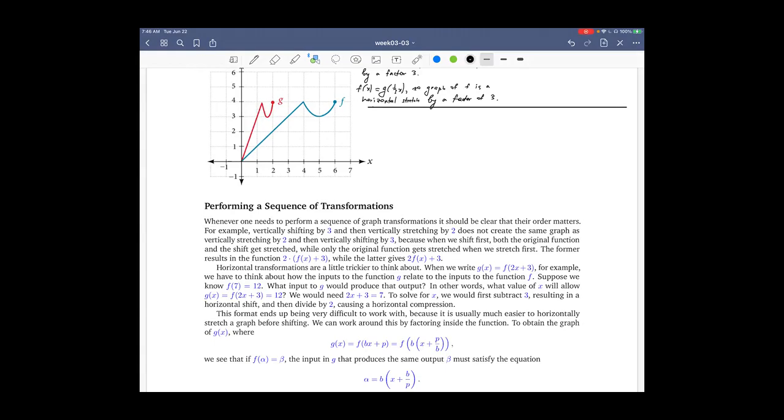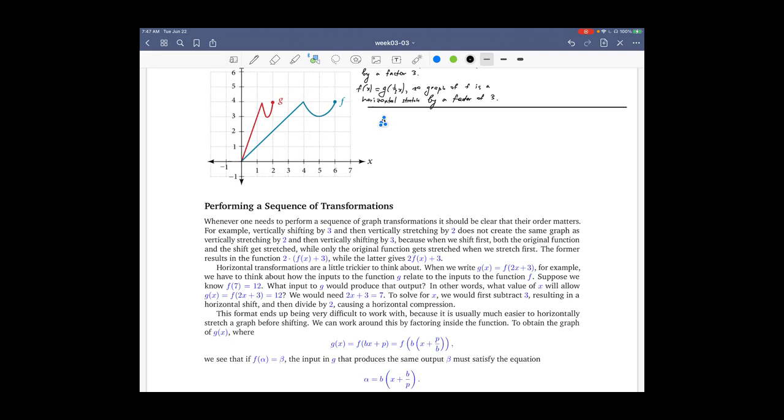Let's now look at what happens when we perform a sequence of transformations. Will the order matter? As we know it will. And let us see in an example exactly how the order in which we perform transformations results in different pictures. Say, for example, we perform two vertical transformations.